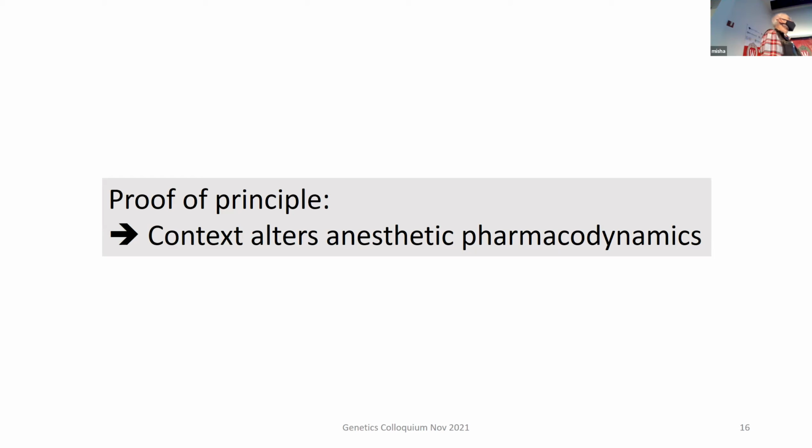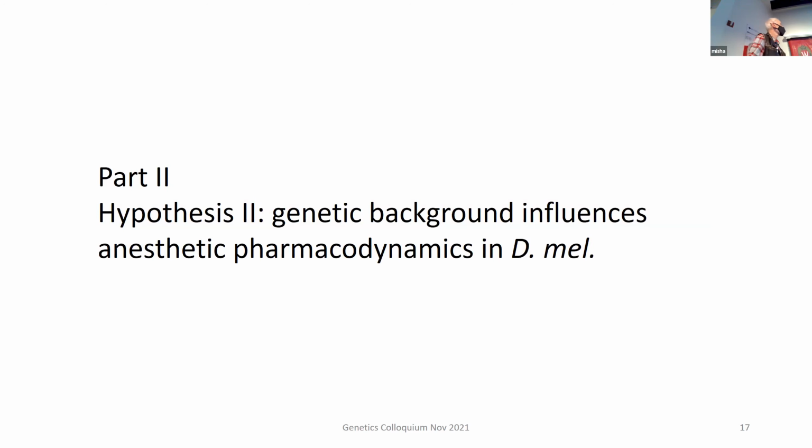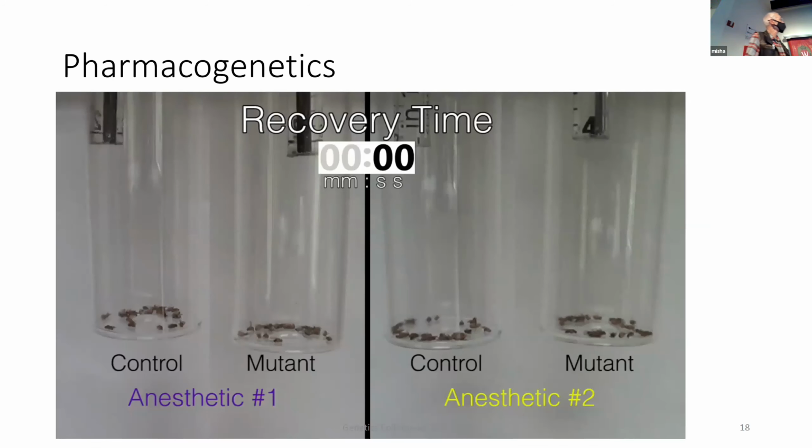So this was kind of the proof of principle, that biological context does affect anesthetic pharmacodynamics. And now comes the second hypothesis, that the genetic background influences anesthetic pharmacodynamics in Drosophila. And so I will show you another movie here.